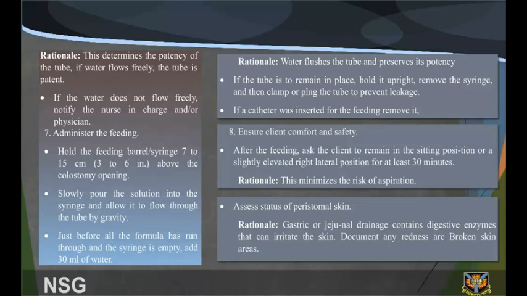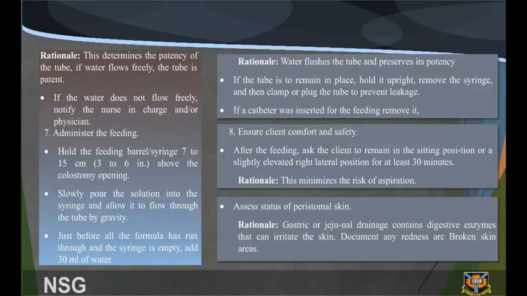Administer the feeding. Hold the feeding barrel or syringe 7 to 15 cm above the ostomy opening. Slowly pour the solution into the syringe and allow it to flow through the tube by gravity. Just before the formula has run through and the syringe is empty, add 30 ml of water. Water flushes the tube and preserves its patency. If the tube is to remain in place, hold it upright, remove the syringe, and then clamp or plug the tube to prevent leakage. If a catheter was inserted for the feeding, remove it.